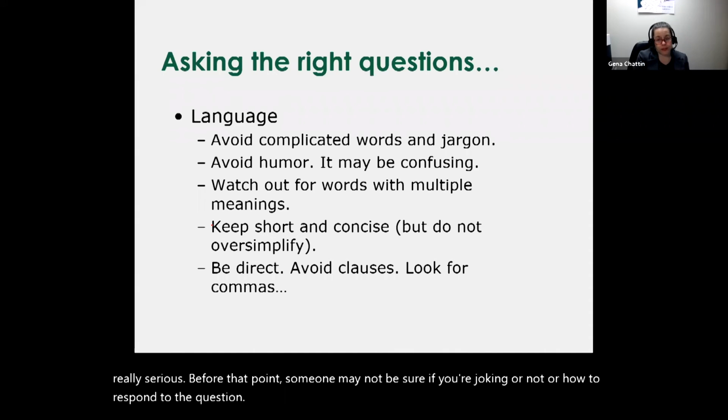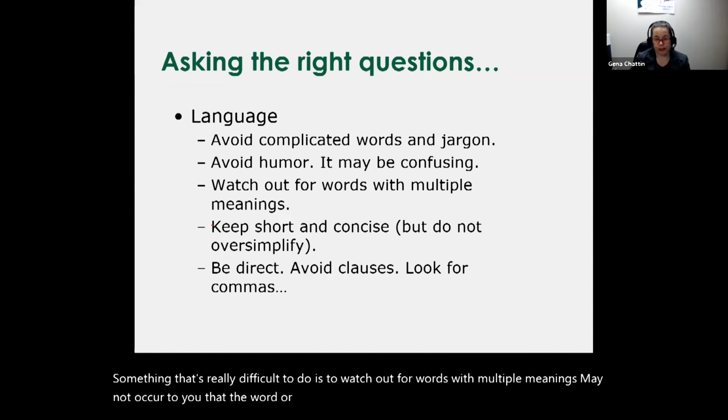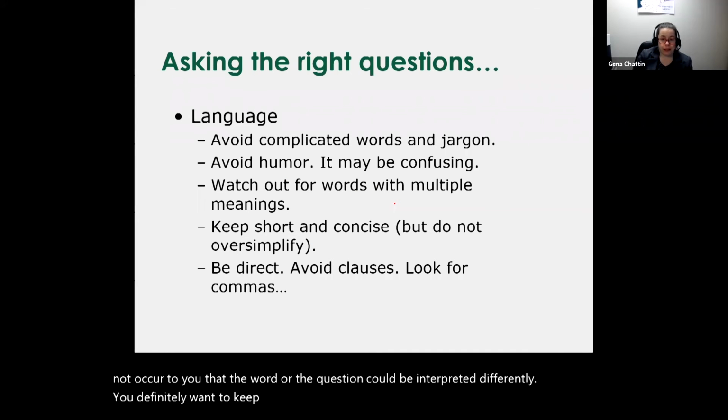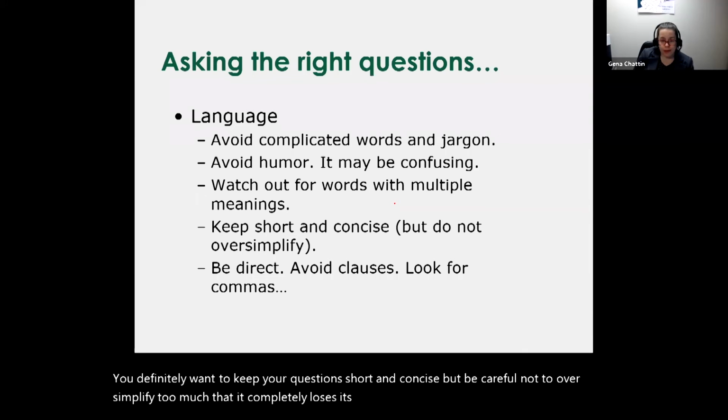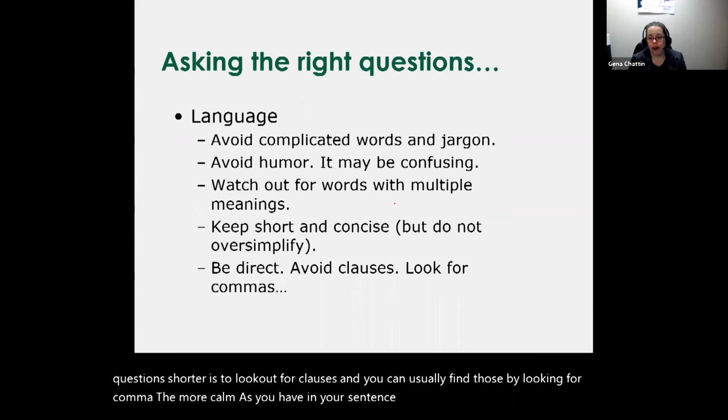Something that's really difficult to do is to watch out for words with multiple meanings. It may not occur to you that the word or the question could be interpreted differently. You definitely want to keep your questions short and concise, but be careful not to oversimplify too much that it completely loses its meaning. One way that you can keep your questions shorter is to look out for clauses, and you can usually find those by looking for commas. The more commas you have in your sentence, the more likely you are to have added some things in there that you didn't really need.